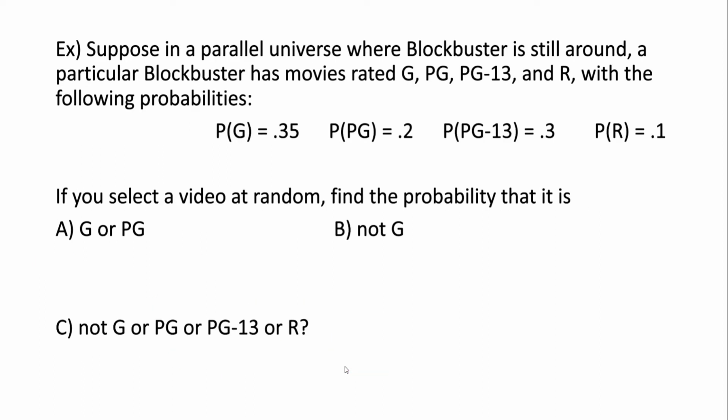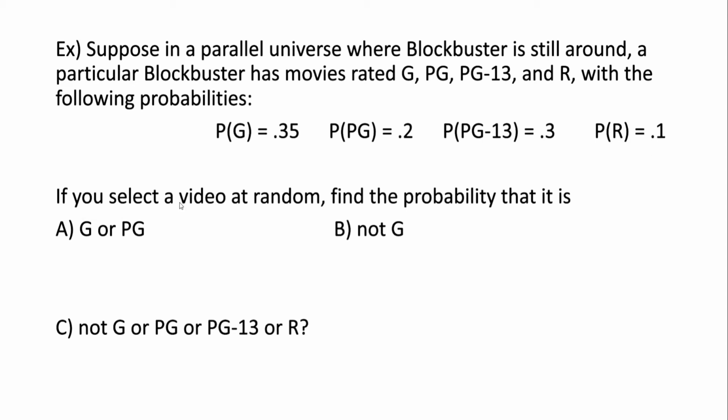Suppose in a parallel universe where Blockbuster is still around, a particular Blockbuster has movies that are rated G, PG, PG-13, and R with the following probabilities. So they have a lot of movies. If you rent one at random, your probability of getting a G-rated movie is 0.35, probability of getting a PG movie is 0.2, PG-13, 0.3, probability of getting an R-rated movie would be 0.1.